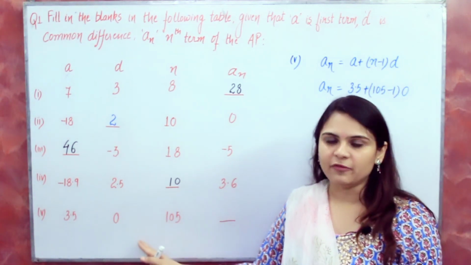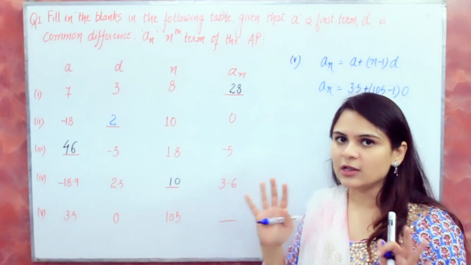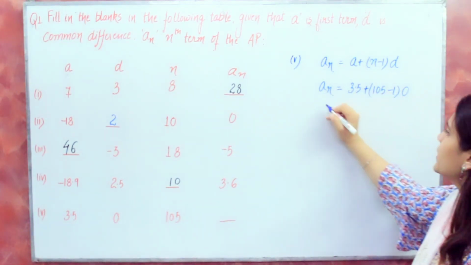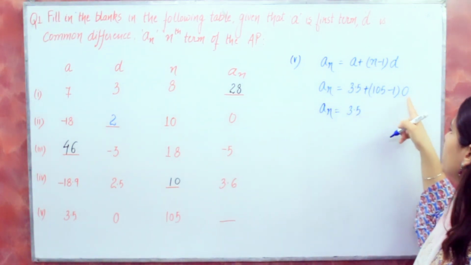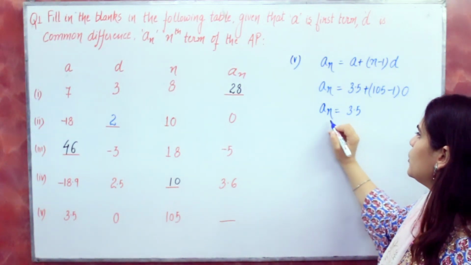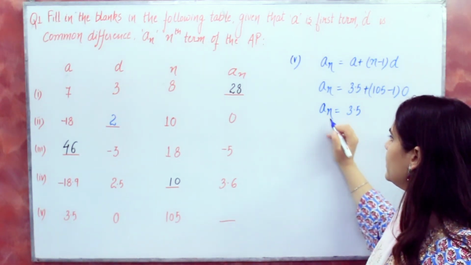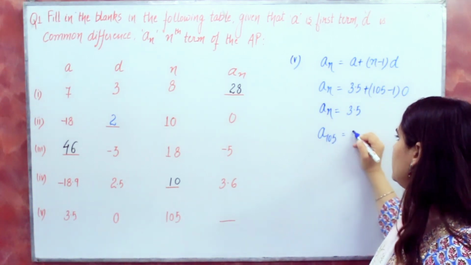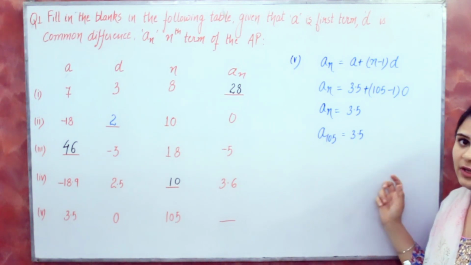Students, when the common difference is equals to 0, then this AP will have all the terms equals to 3.5, and by solving also you can check my answer will be 3.5 only, because when you will multiply 0 with this bracket, this will be 0 only. So nth term will be 3.5. Here the value of n is equals to 105. So that means 105th term of this AP will be 3.5.